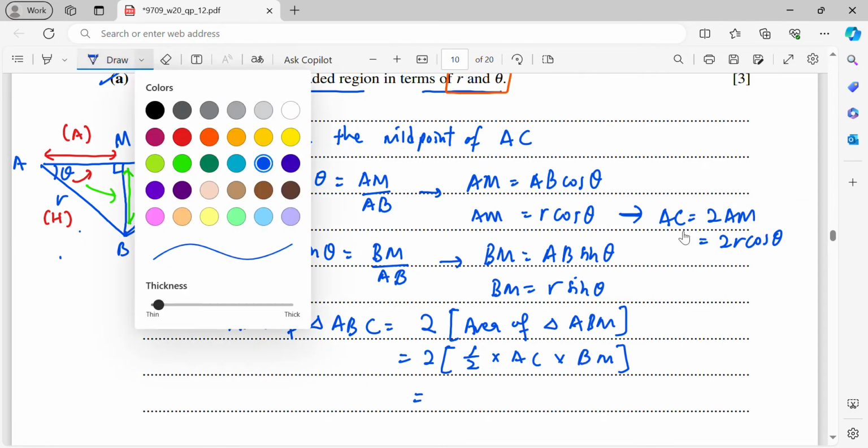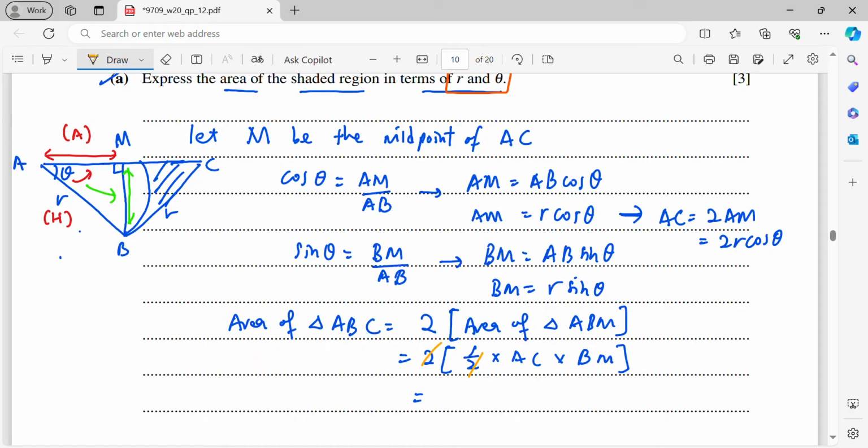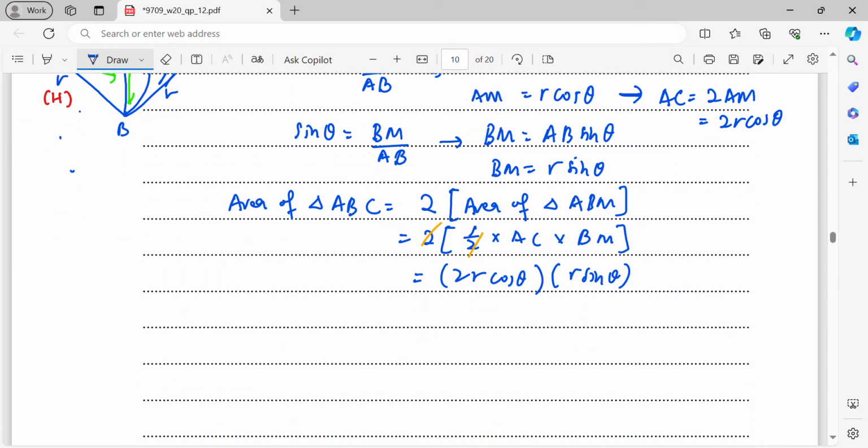Now, the 2 and 1/2 cancel. End up with AC times BM. So my AC is 2R cos theta. My BM is R sin theta. Okay, then from here is basically R squared cos theta sin theta.